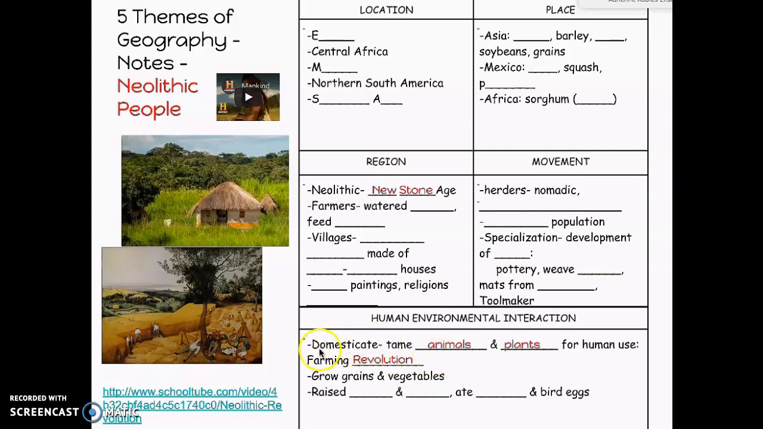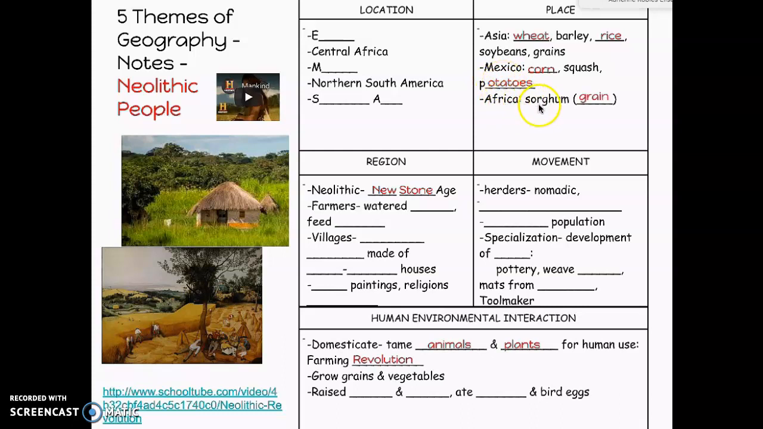As you can see in our notes right here, domesticate, tame animals and plants for human use was considered that farming revolution. And then as we continue to go on, we can see Asia, they had wheat, barley, and rice, soybean, and grain. In Mexico, they had squash. The corn is what you need to fill in, along with potatoes.